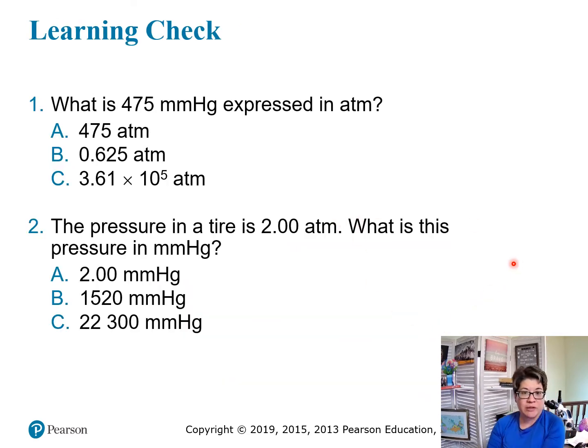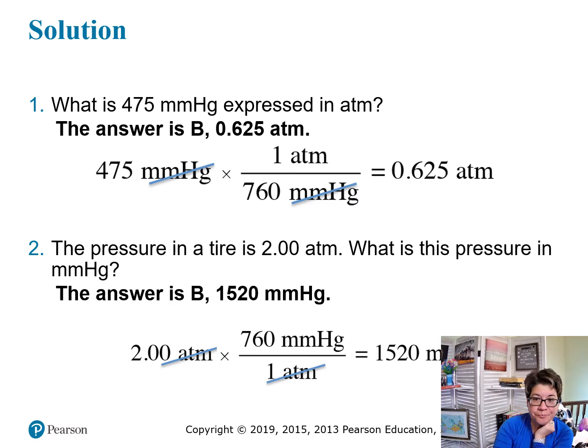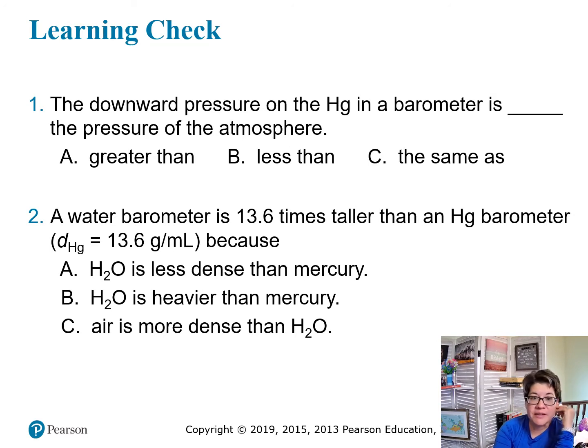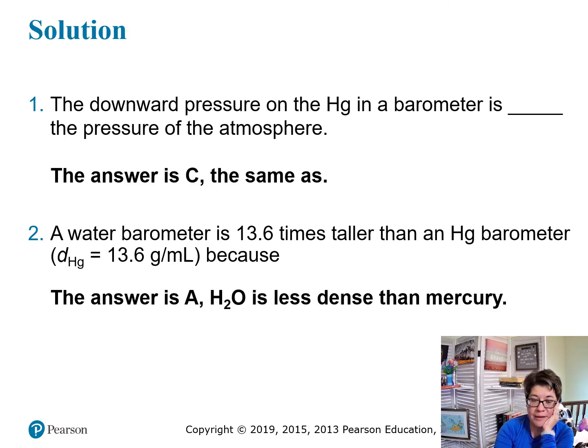All right, let's do a quick learning check. Answer these 2 questions, and then I'll show what the answers are. Let's see how you did. So there's showing the conversions of millimeters of mercury to atmospheres, and then atmospheres to millimeters of mercury. So make sure that you can switch those units back and forth. And then answer these 2 questions. And there are the answers for those.